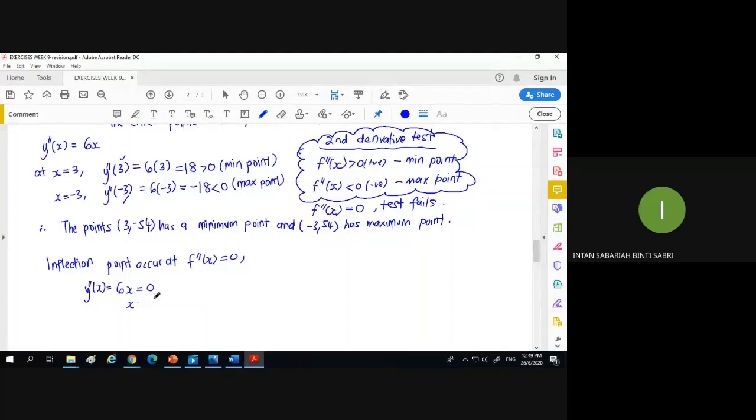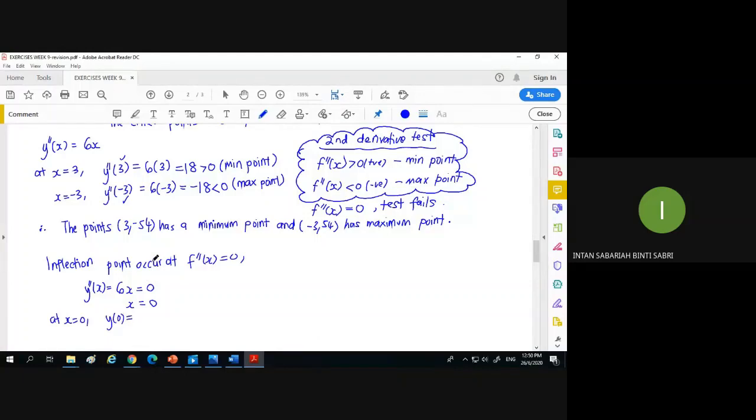So x is equal to 0, right. Okay, so what do we do? You substitute x equal to 0 into the original function, same as when you find the critical point. The difference is that for a critical point you substitute into the first derivative, and for an inflection point you substitute into the second derivative, in the original function.